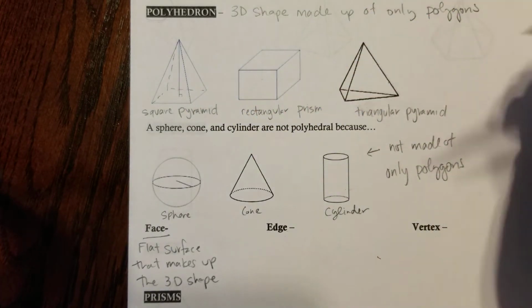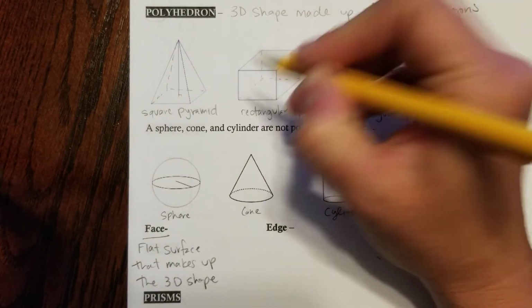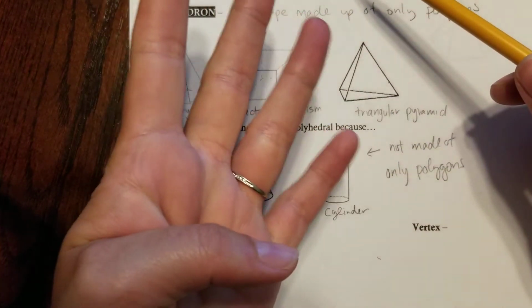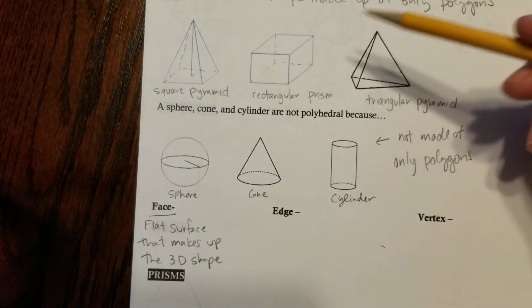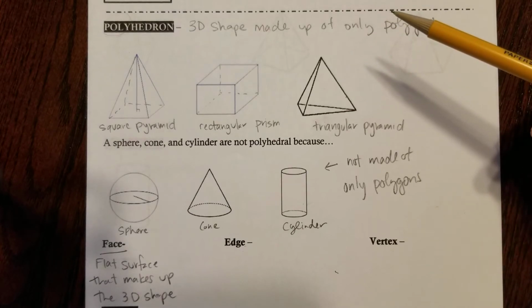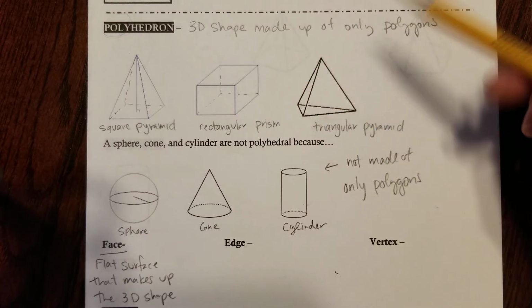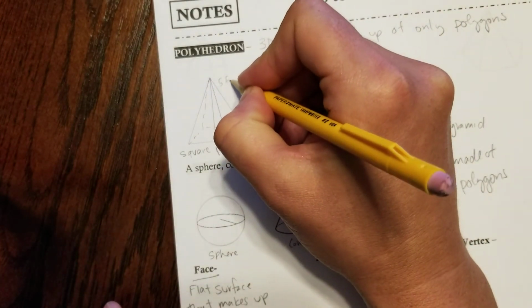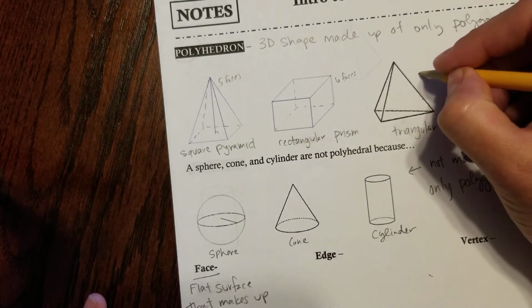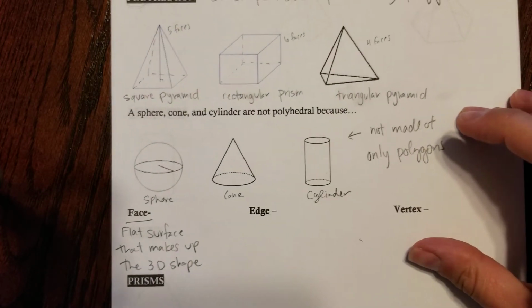A rectangular prism. How many faces does a rectangular prism have? Well, it's got the front and the back, so that's 2. The left and the right, so that's 2 more. And then the top and the bottom, which would give us a total of 6 faces. All right, what about the triangular pyramid? Well, we've got the 3 triangles going around plus the 1 triangle in the bottom, so there are 4 faces. So this guy had 5 faces, this one had 6 faces, and this one has 4 faces. Just those flat surfaces that are making up the three-dimensional shape.